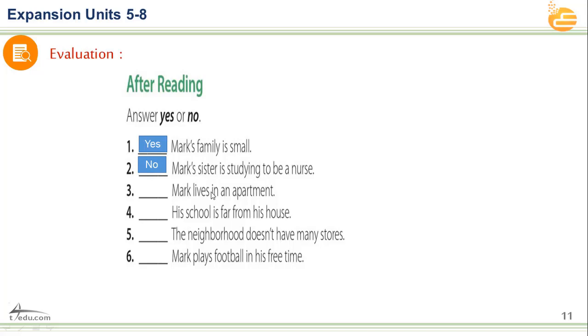Okay. Mark lives in an apartment. Is it right or wrong? Yes, he is living in an apartment. His school is far from his house. Do you think that's right? No, it isn't. It is not far away. Okay, the neighborhood doesn't have any stores. I don't think this is the right one. No, the neighborhood doesn't have any stores is wrong. It has many stores. The last one we have here: Mark plays football in his free time. Yes, he is playing with his friends in his local team.